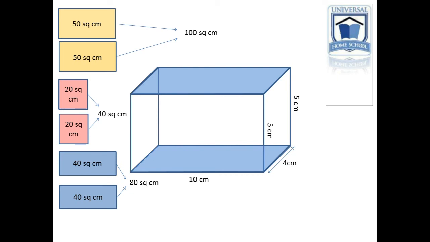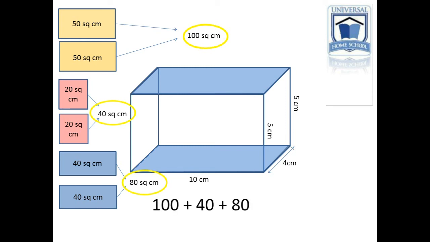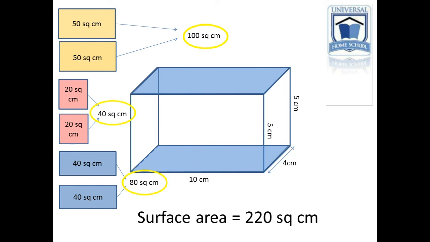Okay, so there we have it. We've calculated all our dimensions. We have the front and back, the two sides, and the bottom and the top. Now we have to add up all the answers that we came up with. We have to add up 100, 40, and 80. And that will get us the surface area of the whole rectangular prism of 220 square centimeters.